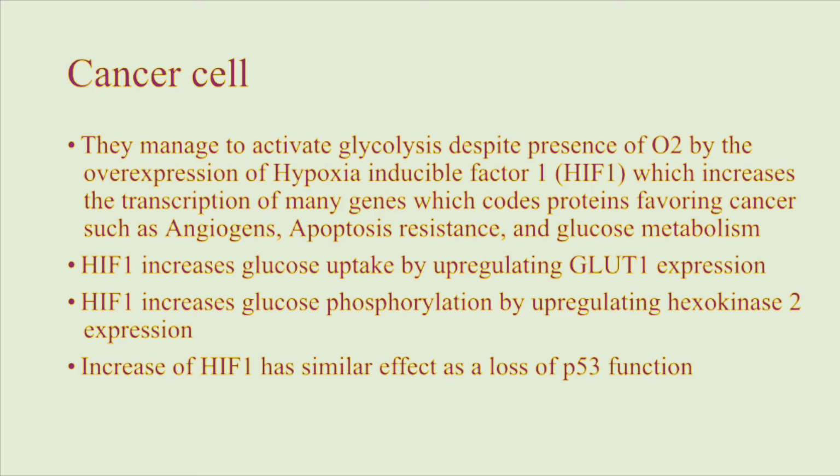So cancer cells manage to activate glycolysis despite the presence of oxygen by the overexpression of hypoxia-inducible factor 1, known as HIF1, which increases the transcription of many genes which encode proteins favoring cancer such as angiogenesis, apoptosis resistance, and glucose metabolism. HIF1 increases the glucose uptake by upregulating GLUT1 expression. HIF1 increases glucose phosphorylation by upregulating hexokinase 2 expression. The increase of HIF1 has a similar effect as a loss of p53 function.